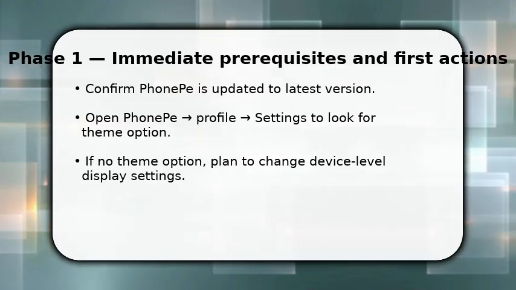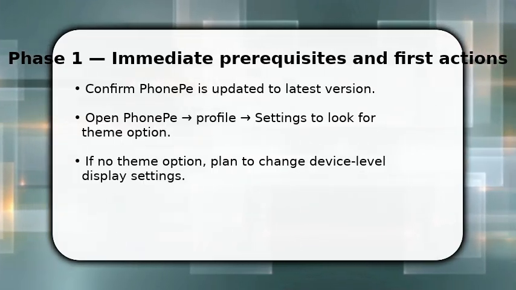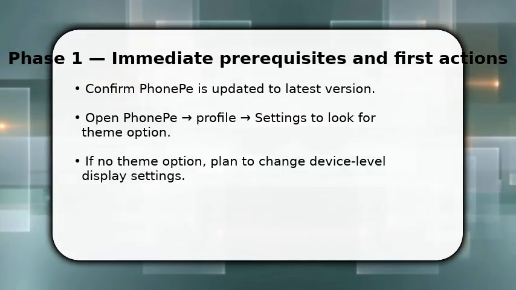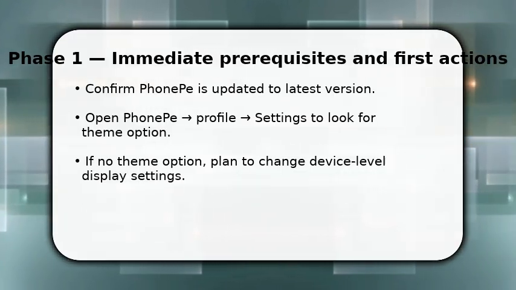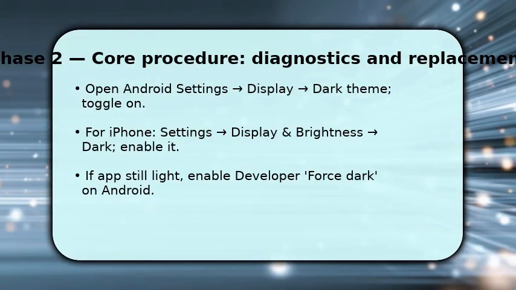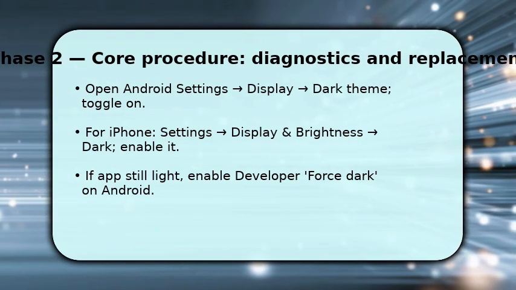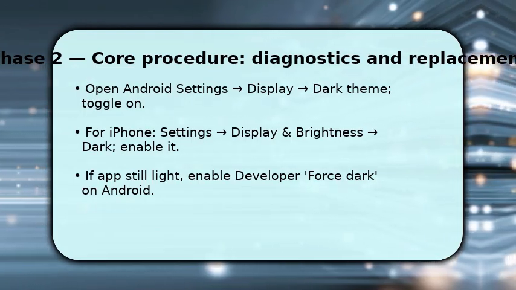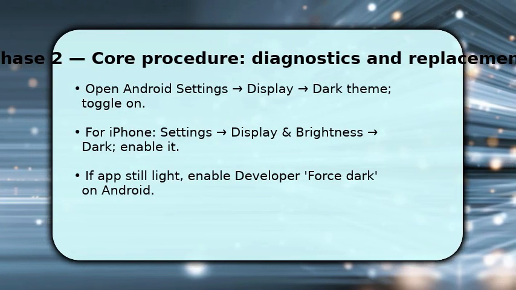So next, exit and go straight to the device settings to change the system dark theme that PhonePe will inherit. Now change the system theme because PhonePe uses the phone's display setting. On Android, open Settings, Display, and toggle Dark Theme. On iPhone, go to Settings, Display, and Brightness, then select Dark. Once done, return to PhonePe and it should show dark immediately.